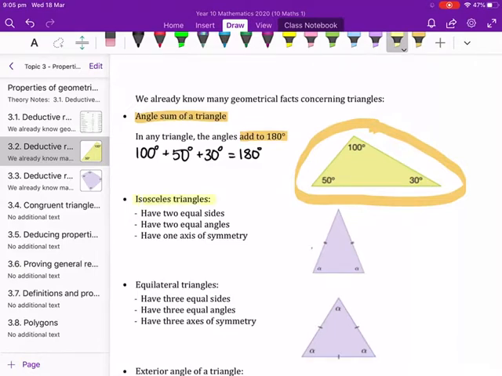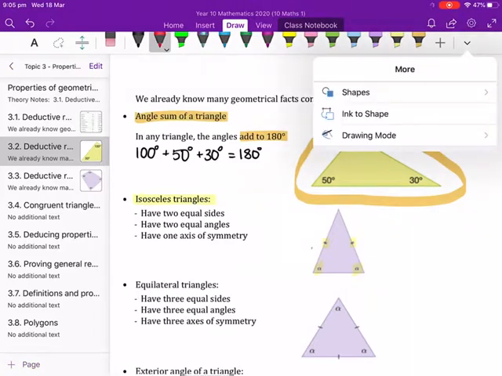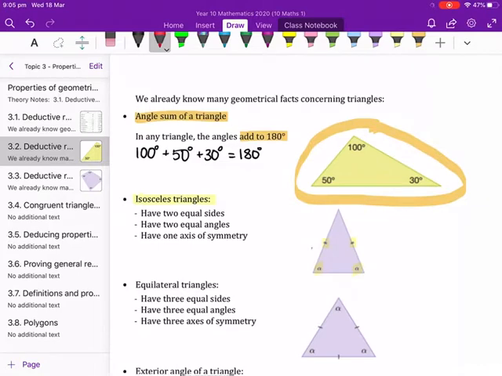Our first type of triangle that we're going to look at today is an isosceles triangle. Isosceles triangles have two equal sides, this one and this one here. They have two equal angles, this one and this one down here, and they have one axis of symmetry. When I talk about the axis of symmetry, it means that we draw a straight line through it, and the left side is exactly the same as the right side. So that's what we know about isosceles triangles.